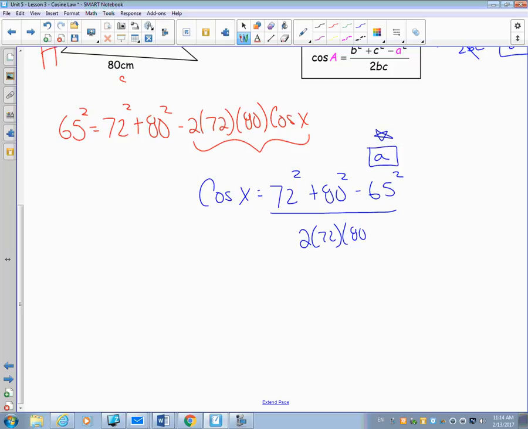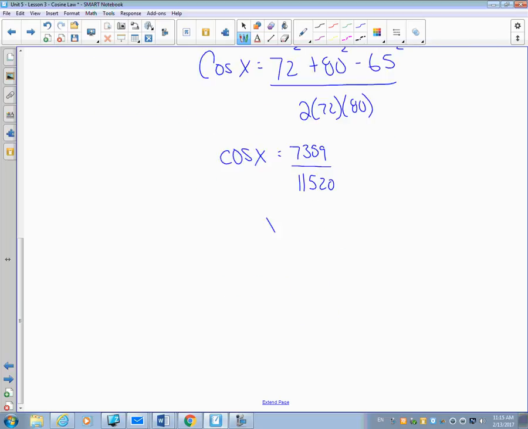2bc. Now because I want to find an angle, we're going to have to take an inverse. To do an inverse, I like the fraction form better. So I'm going to figure out the top of the fraction, the 72 squared minus a squared minus 65 squared, that's 7359. And the bottom of it, 11,520.